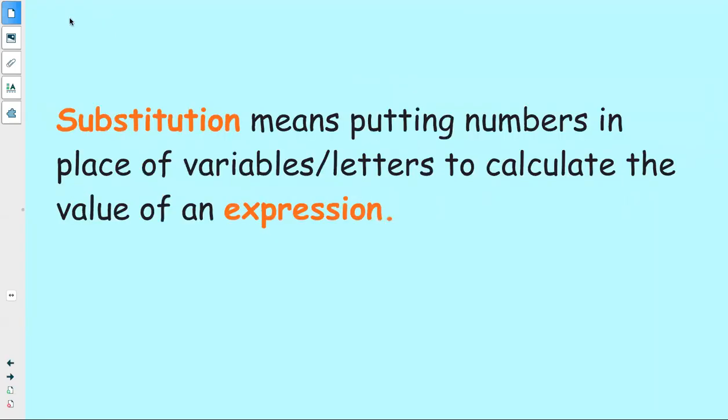Substitution means putting numbers in place of variables or letters to calculate the value of an expression. So you are replacing that variable with a number. You're being told in these questions what the variable equals, and you're replacing that variable with that number. So let's have a look.